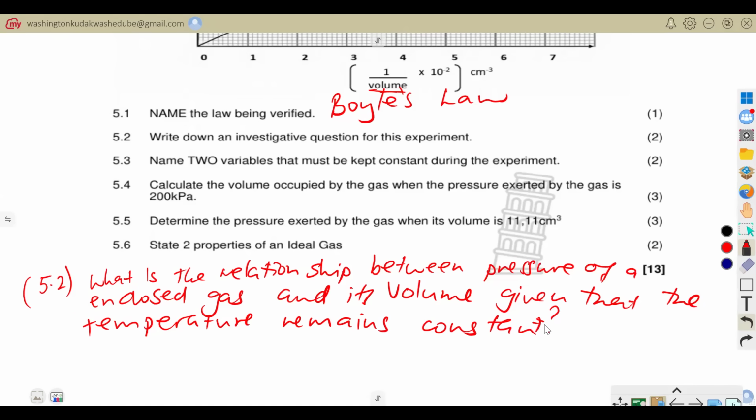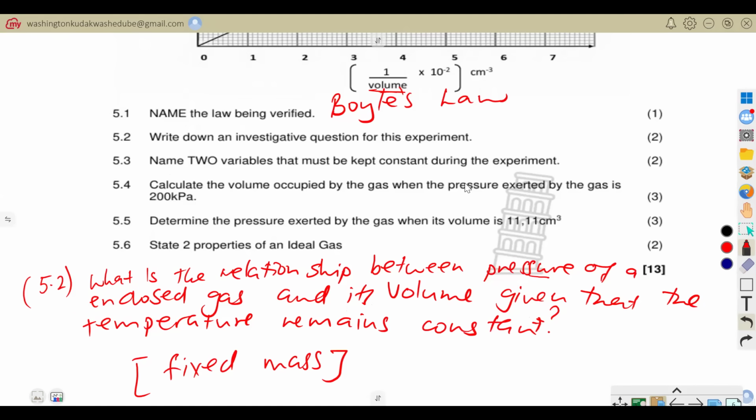That would be an investigative question that we would have come up with, to say, what is the relationship between the pressure of an enclosed gas and its volume? To say enclosed just means fixed mass, so that we don't get interaction with the outside system, so that our system is just closed. So we are using a fixed mass. So what would be the relationship between pressure and volume, given that the temperature remains constant? That would have been the investigative question.